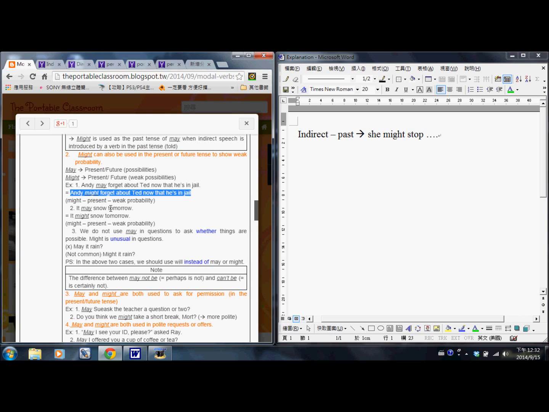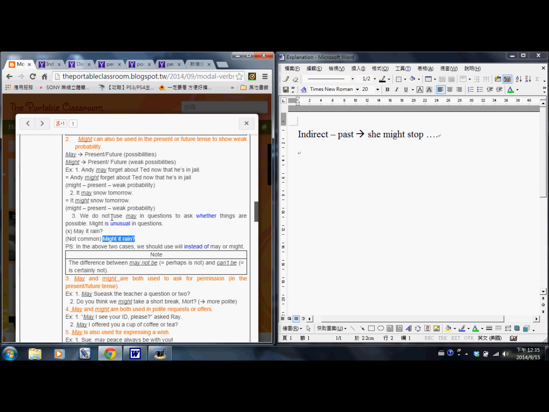Number 2, it may snow tomorrow. It might snow tomorrow. They look almost the same, but when you use may, there's a higher chance that it's going to snow tomorrow. Use might, the possibility is weaker.